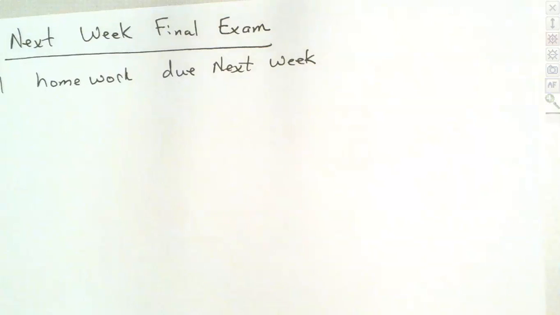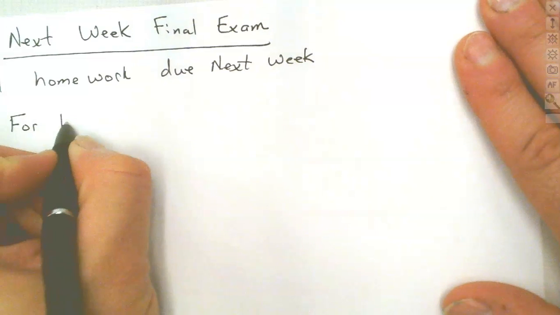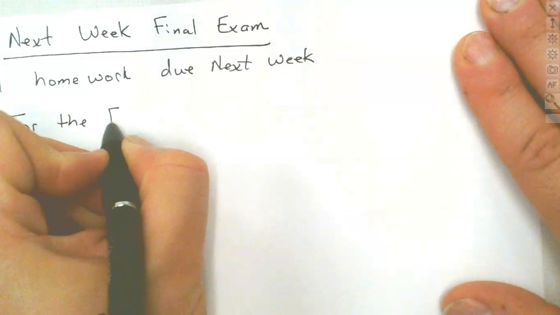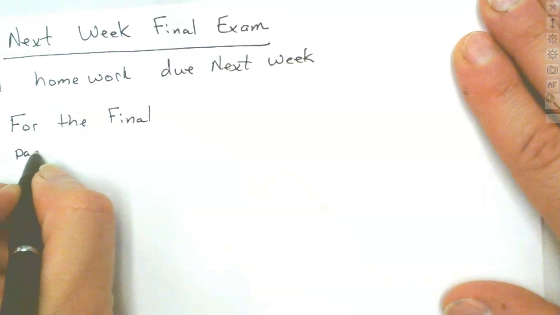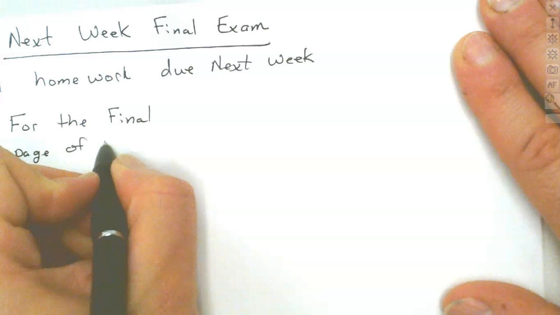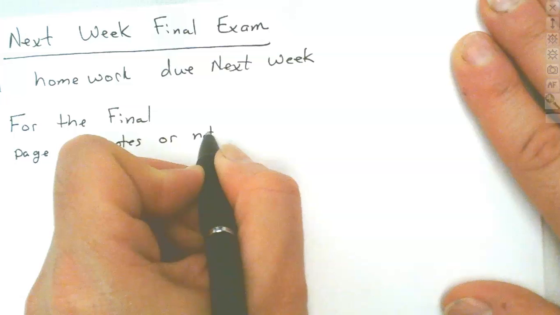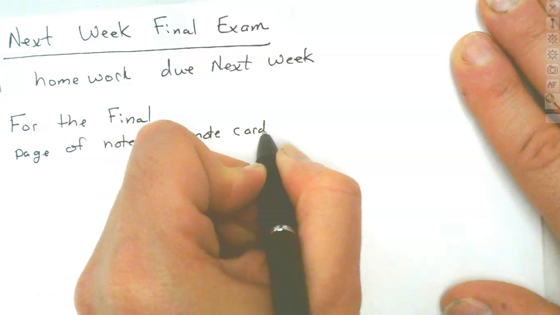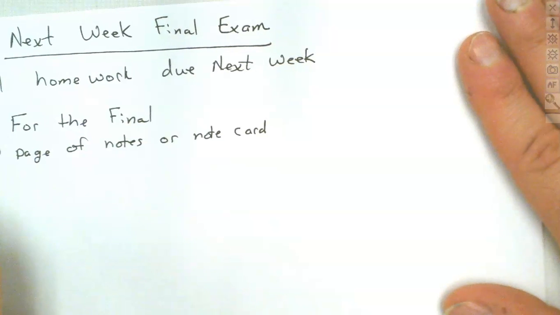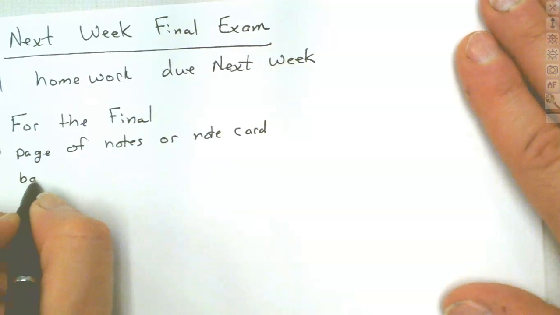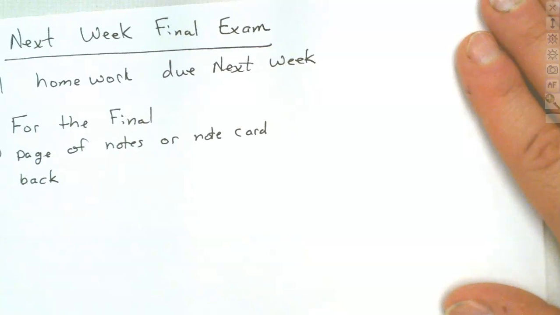What can you have on that final exam? Okay, for the final, you can have a page of notes, or note cards, and that page of notes can be front and back. And you can also, if you need to, use the back cover of your textbook for the graphs. So if you want to look up a square function or a cube function, you can use the back cover of your textbook.